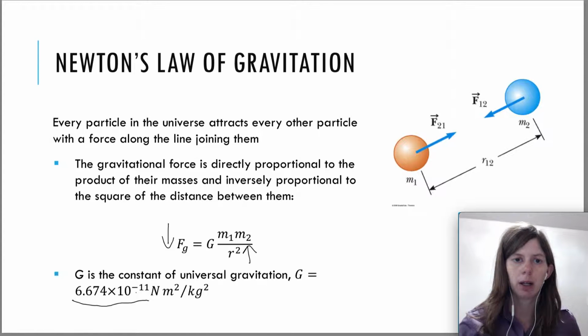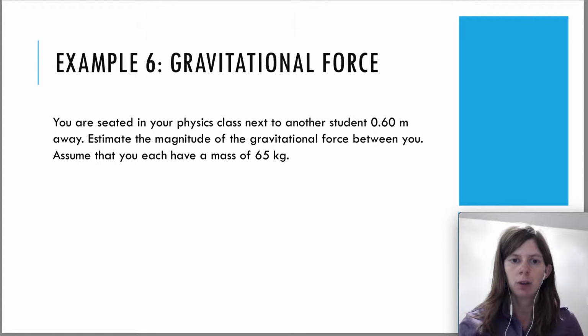So let's take a look at a couple of questions. Example 6: you're seated in your physics class next to another student 0.6 meters away. Estimate the magnitude of the gravitational force between you. Assume that you each have a mass of 65 kilograms. This is just a plug and chug problem where you're finding the gravitational force between the two objects.